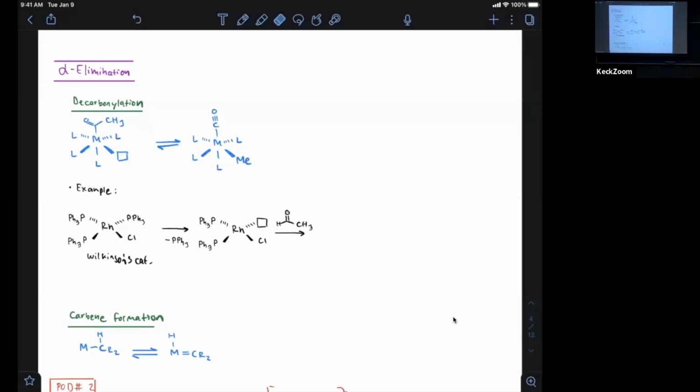So let's consider this case. We've seen Wilkinson's catalyst before in this class. Let's consider what happens when we let Wilkinson's catalyst react with acetaldehyde. I've set this up by giving you a hint that the first step is going to be dissociation of triphenylphosphine to give an open coordination site. And what is going to happen next here, Elin?